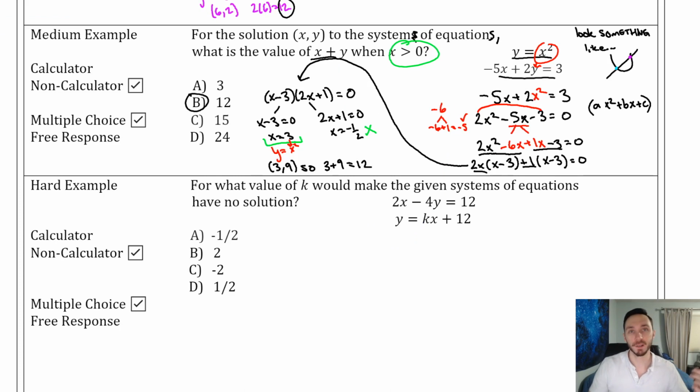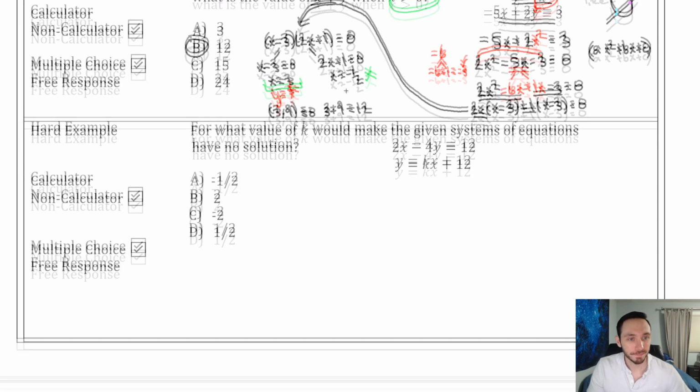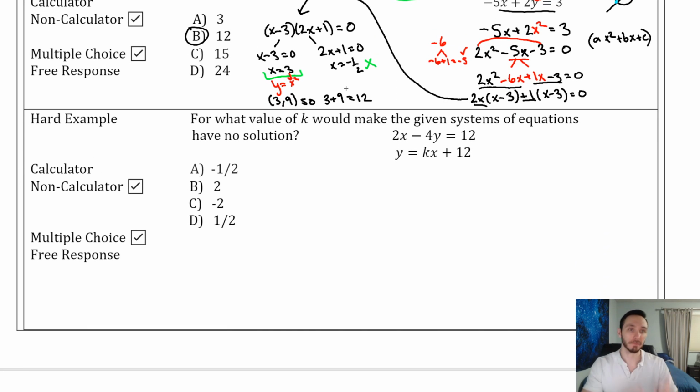Perhaps that should have been the hard example. I don't know. Maybe the other one would be easier for you. I couldn't figure out which one I wanted to make the hard one or not. But a little bit of work involved. You had to know a thing or two about quadratics, which was a bit of a bummer. So maybe this should have been in the quadratics. I don't know. Whatever. Still good practice. All right. So for what values of k, so I'm looking at the next one, non-calc, multiple choice.